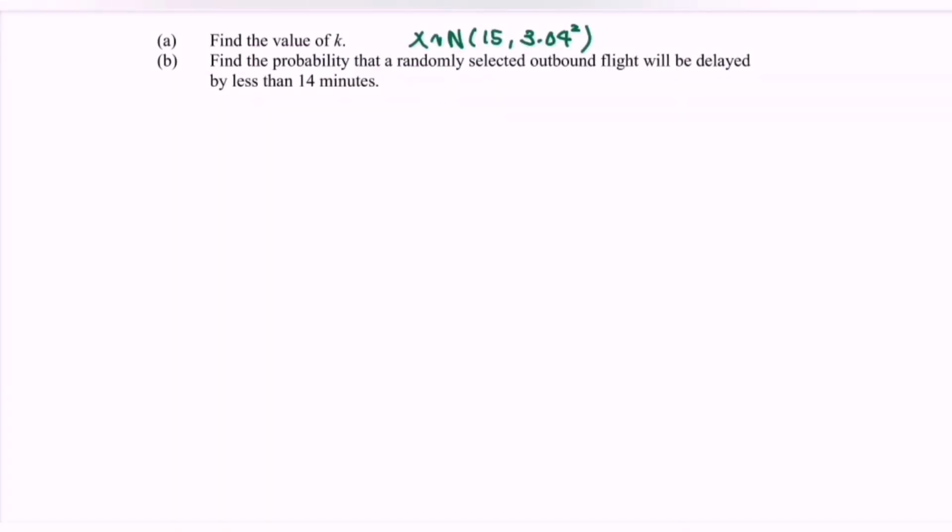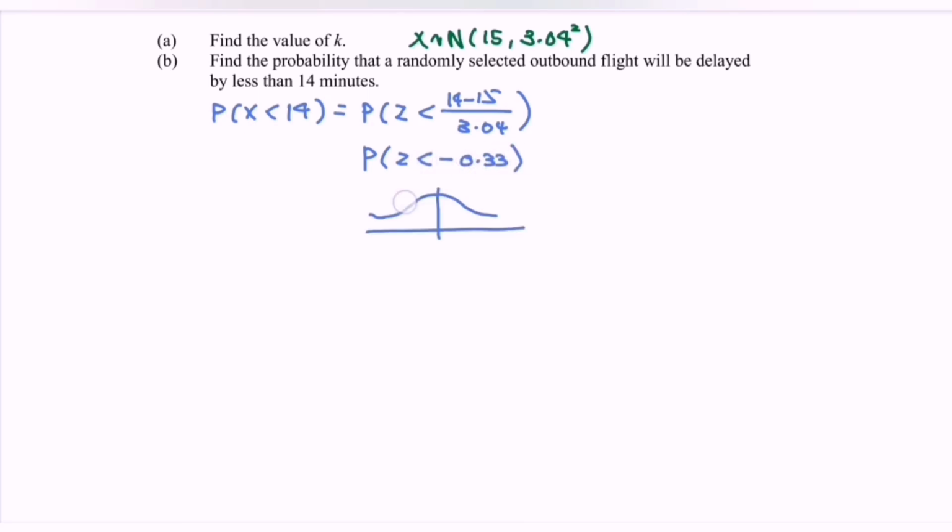So kindly refer to question B. Find the probability that a randomly selected outbound flight will be delayed by less than 14 minutes. So we have the question, X is less than 14. Step number 1, standardize the situation. So we have Z less than (14 minus 15) over 3.04. Simplify, so we have Z less than negative 0.33. Kindly refer to the diagram, and we have Z equal to negative 0.33. Shade the region. So what we have to do is reflect the situation.